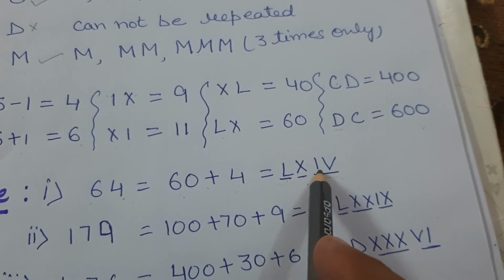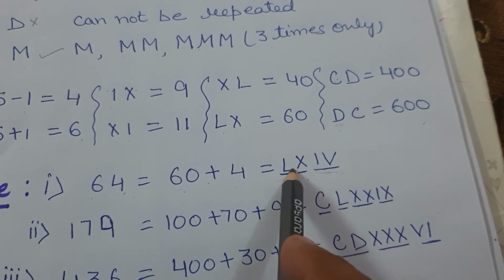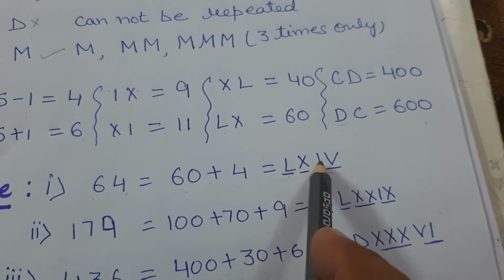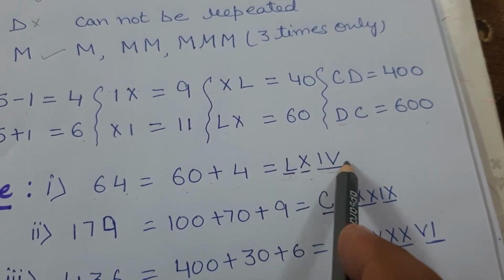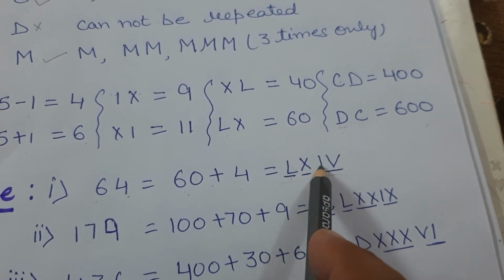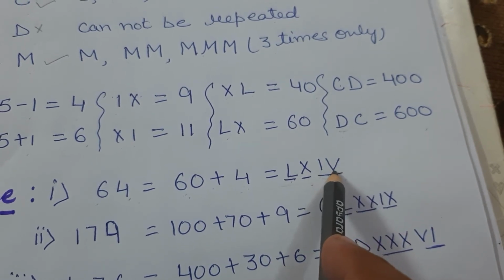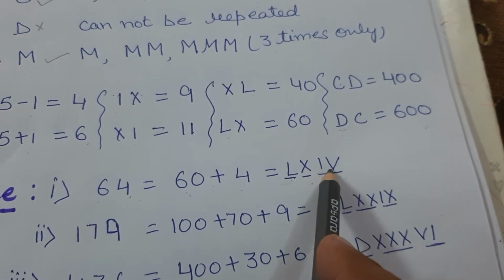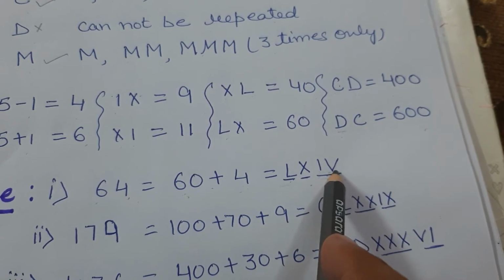Now you will be confused that ma'am, this one is written after this. But if a smaller number is written between two bigger numbers, then it is always subtracted from the number which is written after it.